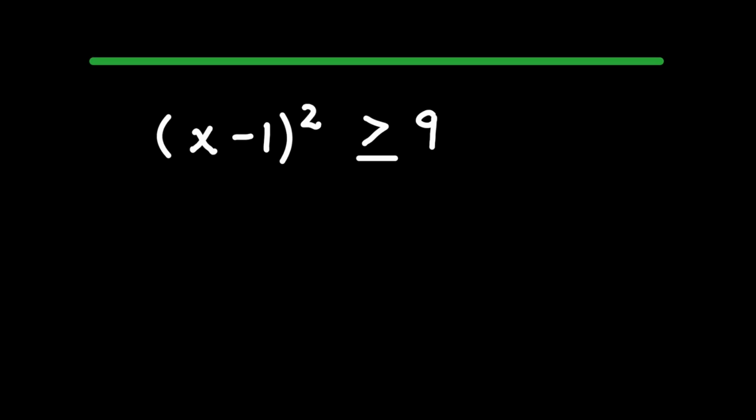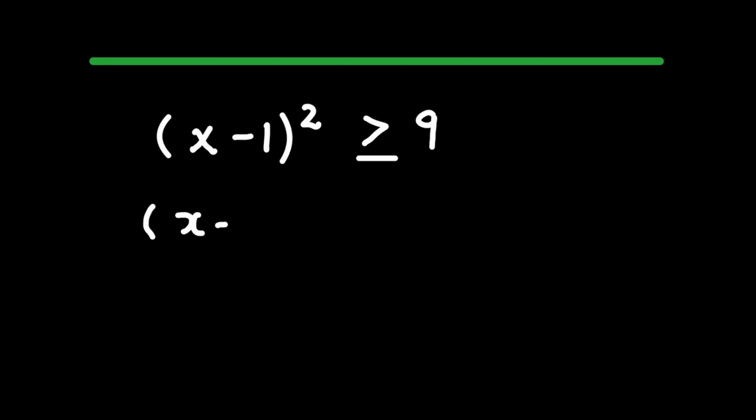Before us we've got a quadratic inequality: (x minus 1) all squared is greater or equal to positive 9. So we're supposed to solve this. I'm going to show you guys how you can solve this using the graph and also using the table method, right? So first and foremost, let's just expand this.